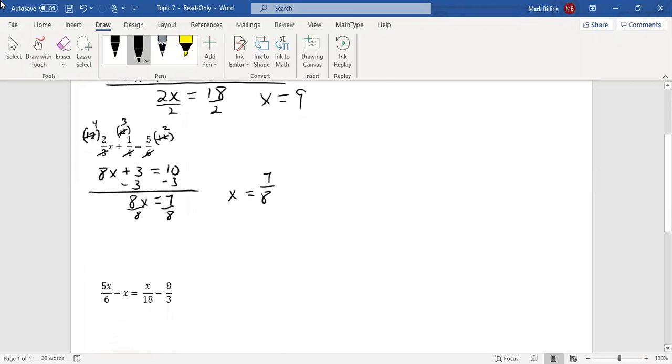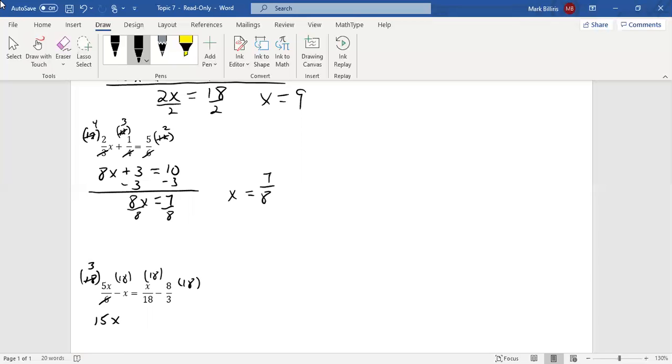Next equation also deals with fractions. So I'm going to find the LCD of 6, 18, and 3, and that would be 18. So I multiply every term by the LCD, which is 18, including the x. So first I reduce. 6 divides into 18 3 times. 3 times 5x is 15x.